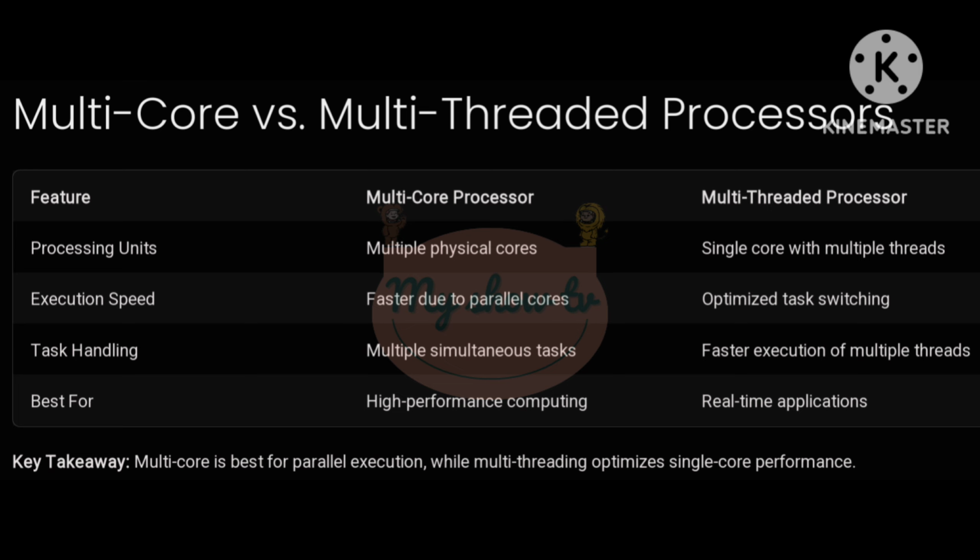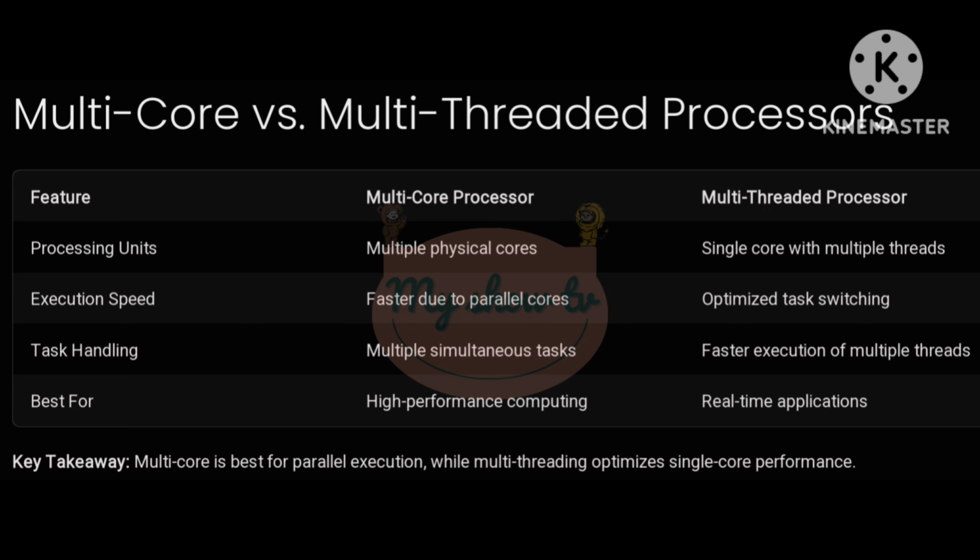Slide 6. Multi-core versus multi-threaded processors. Modern processors use two main approaches to improve performance: multi-core processing and multi-threading. While they may seem similar, they serve different purposes. Multi-core processors use multiple physical cores to execute tasks in parallel. Multi-threaded processors use a single core to efficiently switch between multiple threads, improving task execution without adding extra physical cores.